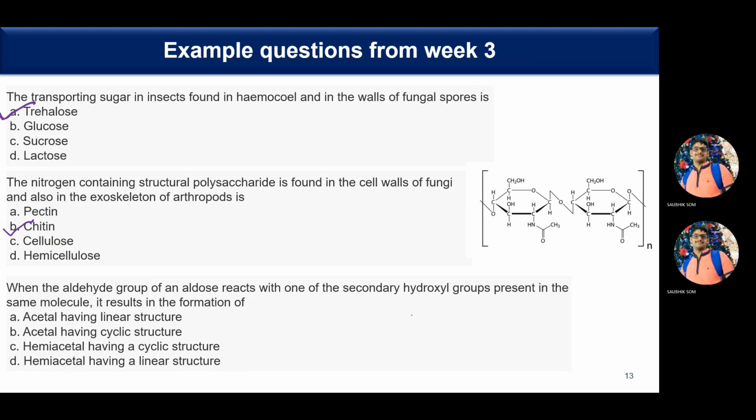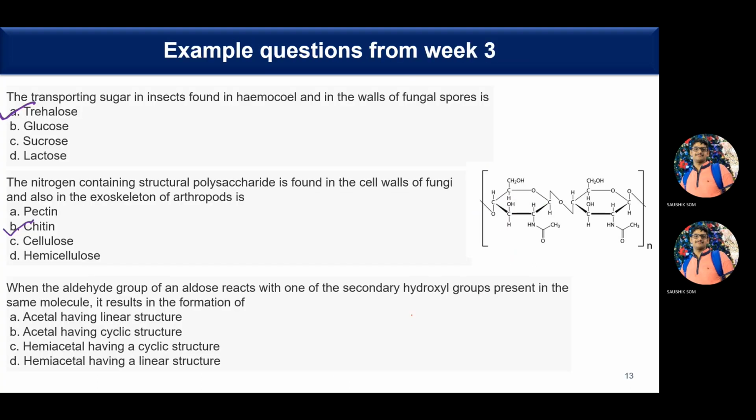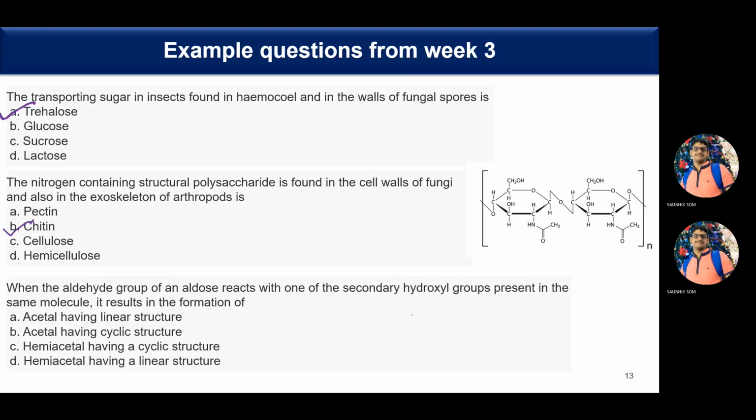So this is chitin. Next: the aldehyde group of an aldose reacts with a secondary hydroxyl group present in the same molecule. This reaction is showing the aldehyde group in the aldose reacting with the secondary hydroxyl group in the same molecule, correct? This forms a hemiacetal linkage. So it's a hemiacetal having a cyclic structure.